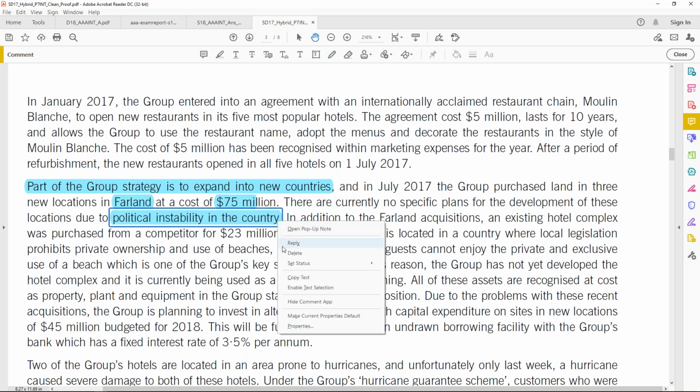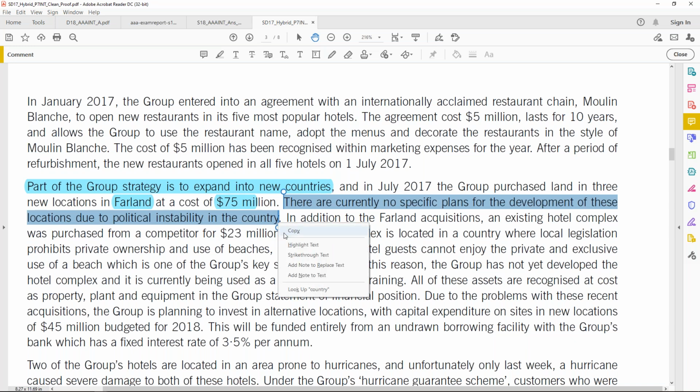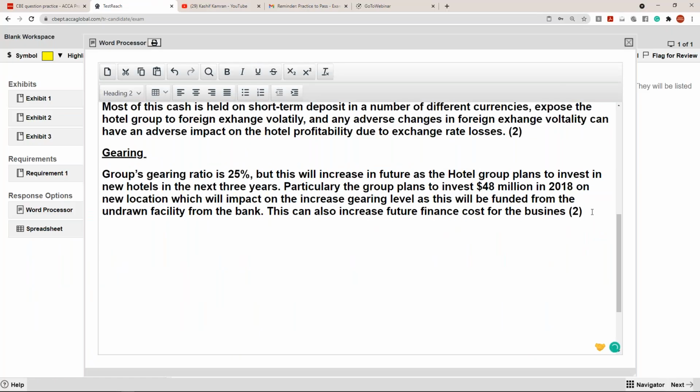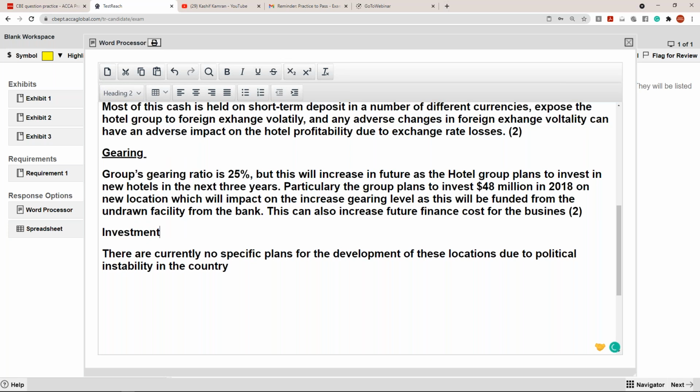Let's copy this point and take it to my Word file for another business risk here. $75 million, right, has been put into this country. I just copy this point, go back to my word processor, and write my next risk. I paste it over here, increase the font size to heading number 2, and put a title here: investment in farland. And I develop my point.